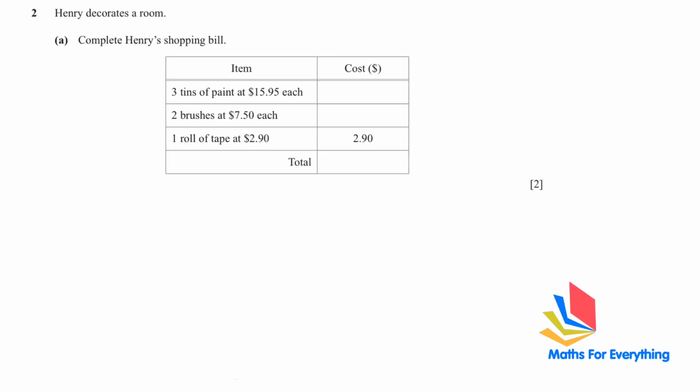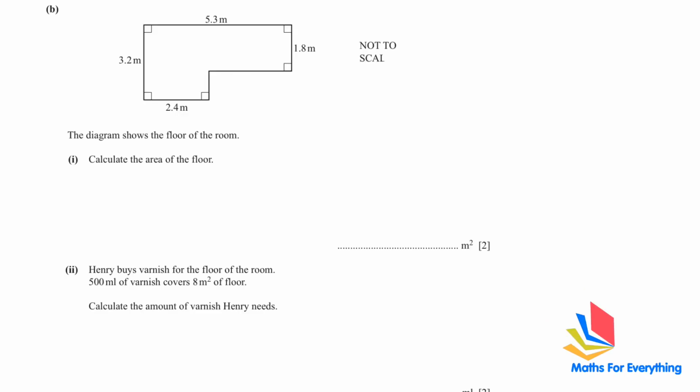The next question. Henry decorates a room. Complete Henry's shopping bill. 3 tins of paint at $15.95 each. So 3 times 15.95 will give us 47.85. 2 brushes at 7.5 each, that is 15. And the total, we just have to add everything, and it is 67.75.